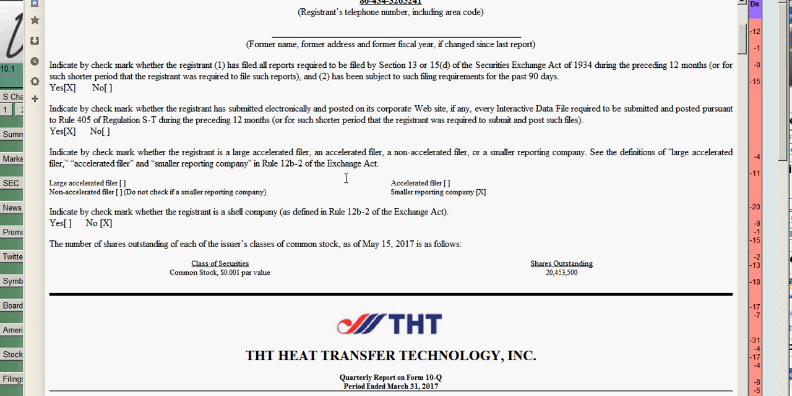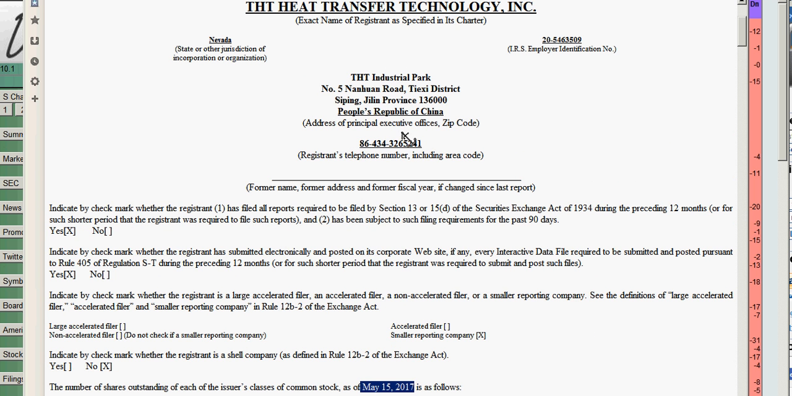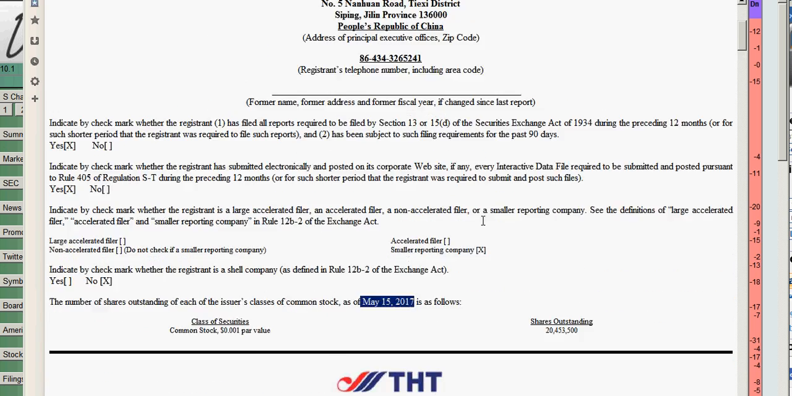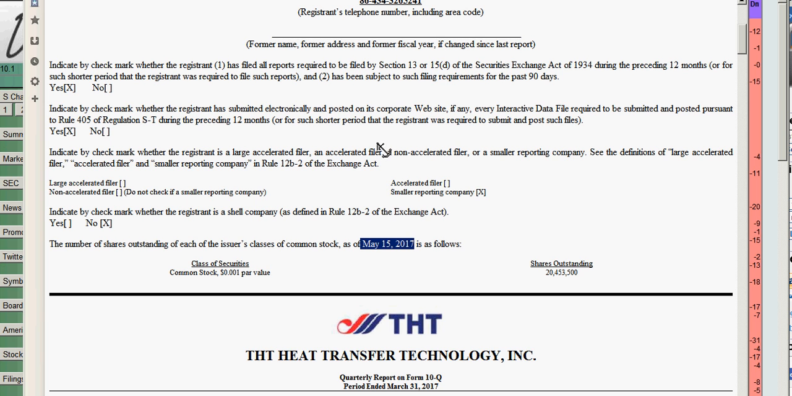The first thing you want to pay attention to is the shares outstanding, okay? And as of May 15th, remember this one is dated, the end of period is March 31st. They have 45 days to issue these 10Qs. So after 45 days, this company issued this thing. So as of May 15th, which is the date that this thing was filed, they had 20 million shares outstanding. Okay, that's your first item of information that you care about.